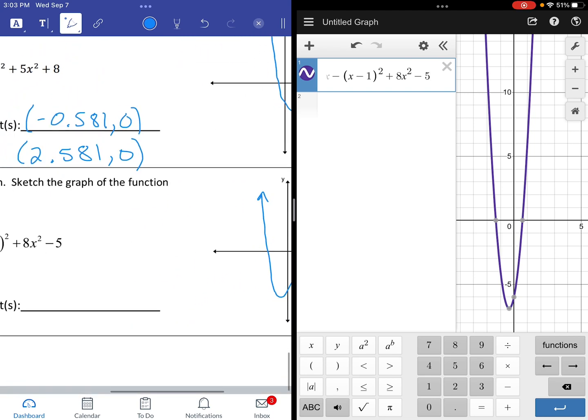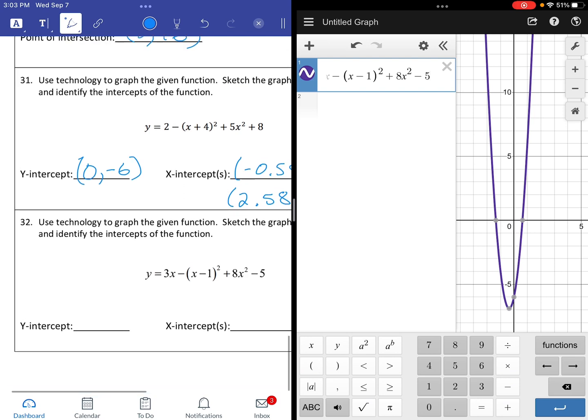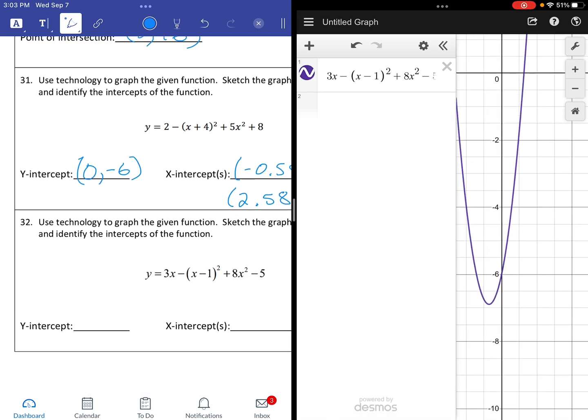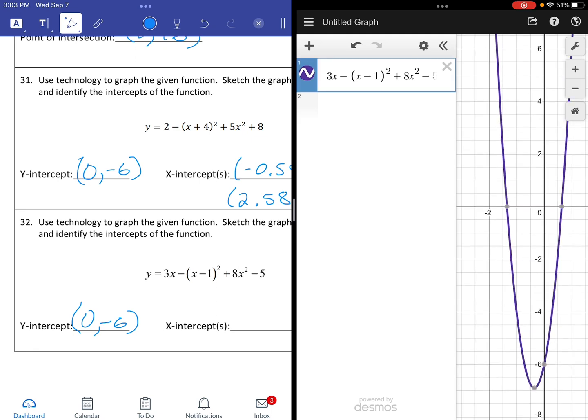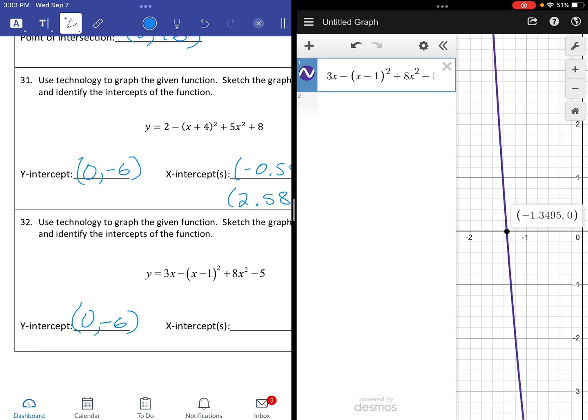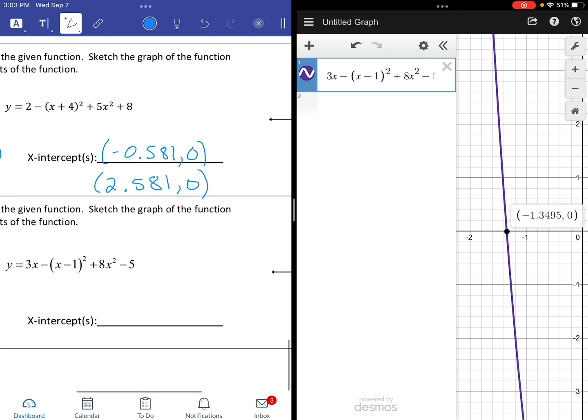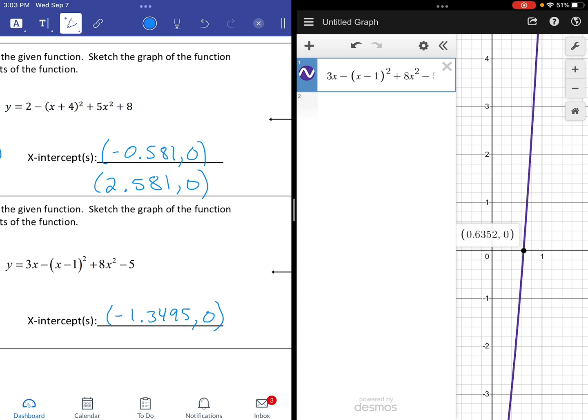Okay. All right, now we actually want both again. If we want the y-intercept and the x-intercept, let's do the y-intercept first. Zoom in here and hit that point where it crosses the y-axis, which is again 0, negative 6. And the x-intercepts are going to be where it crosses the x-axis. We have that one at, ooh, that's a long one, negative 1.3495, 0. And the other one is right there at 0.6352, 0. And that is the review sheet.